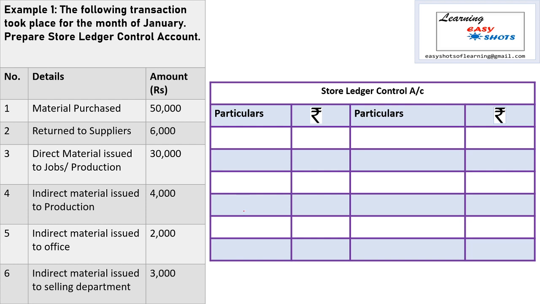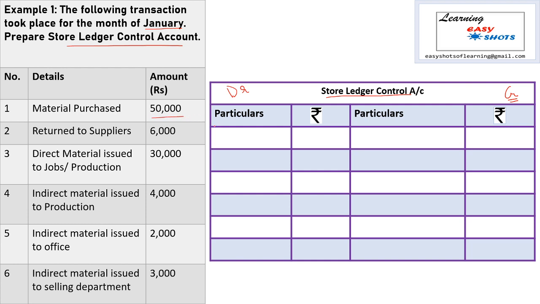When we take all the transactions related to material, we do the ledger posting in store ledger control account. When the material is increased in the store, we debit the store ledger control account, and when the material is transferred or decreased in the store, we credit the store ledger control account. So in this example, we have to prepare store ledger control account for all those transactions that happen in the month of January. Our first transaction is material purchased amounted to 50,000.